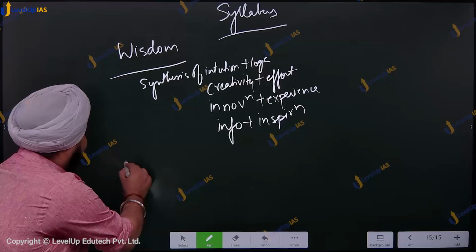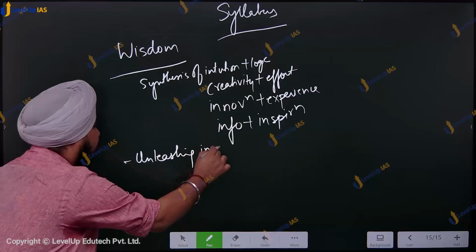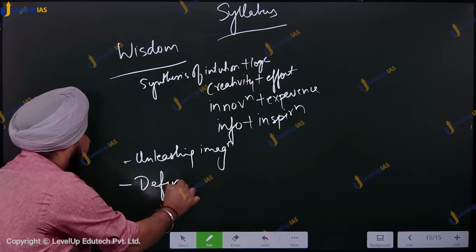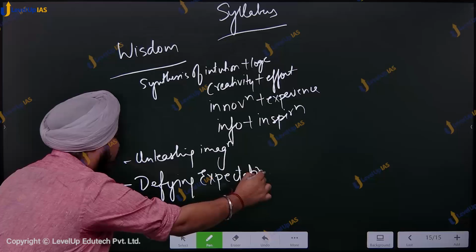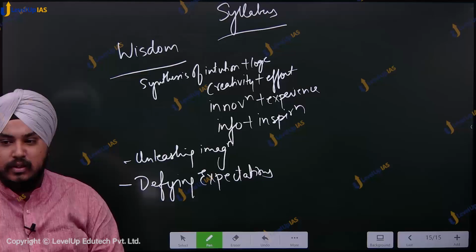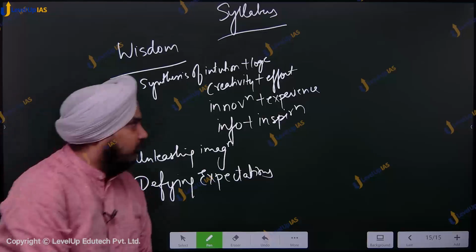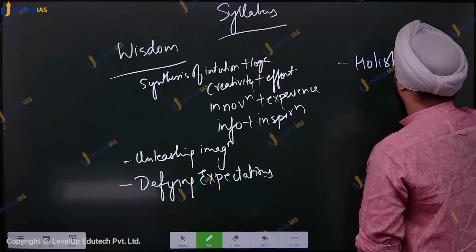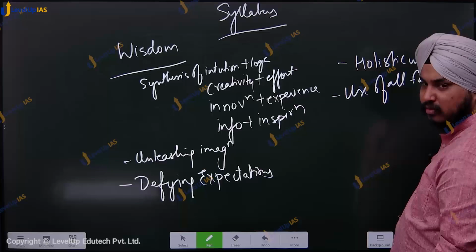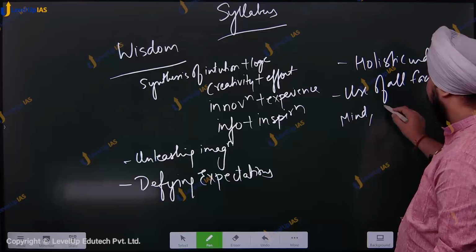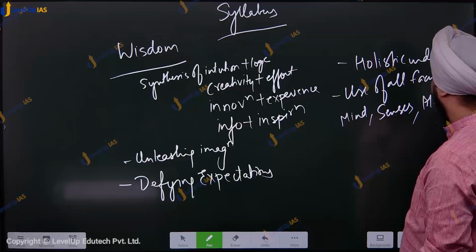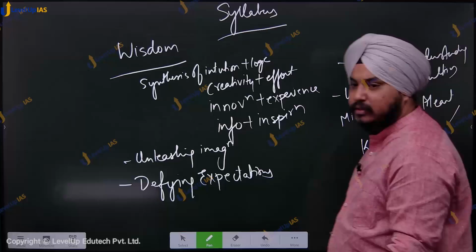Then it is basically related to unleashing imagination, or maybe defying expectation. You are not constrained by any kind of restriction on your thoughts. You can think beyond, you are thinking outside the box, something of originality. Okay, or maybe having a holistic understanding of a particular topic or phenomenon, or use of all the faculties of reason, maybe mind, senses, reason, or say mind, senses, heart or emotion, or knowledge. All the faculties are being used to create wisdom.